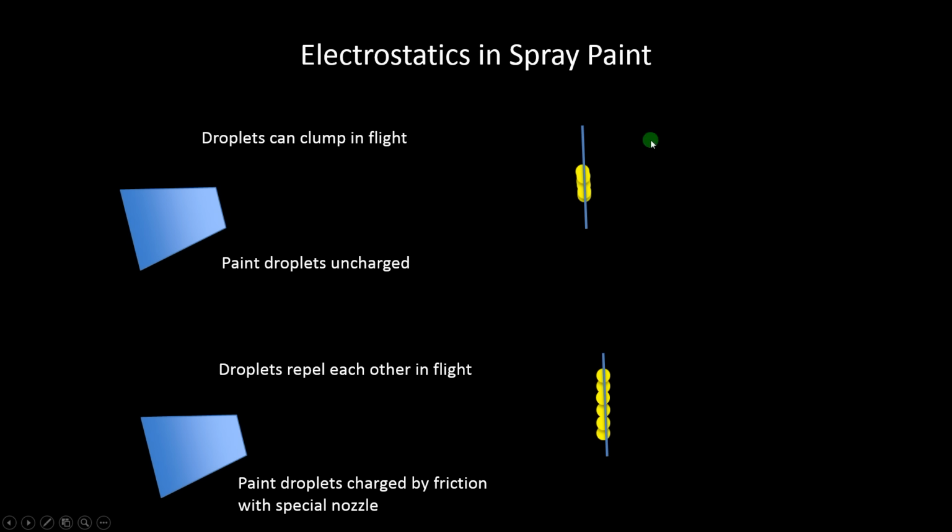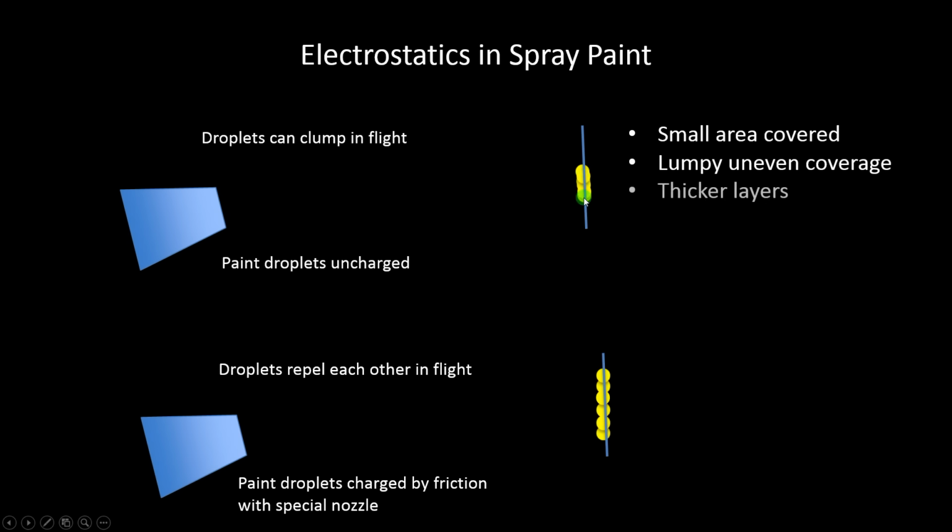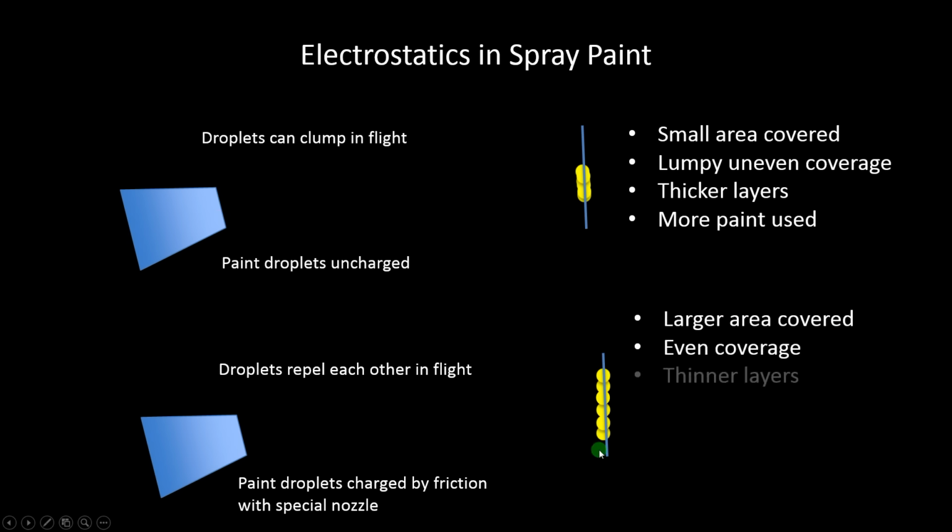I'm just going to list the differences. In the case where we've got the uncharged, we've got a relatively small area covered. The coverage is lumpy and uneven. There's more droplets in some places than others. The layer might be thicker, and that means you'd need to use more paint to cover the same area. And if we look at the coverage when we charge the droplets up so that they repel each other in flight, we get a larger area covered. The coverage is more even because the droplets all spread out. We've got a thinner layer and less paint used.